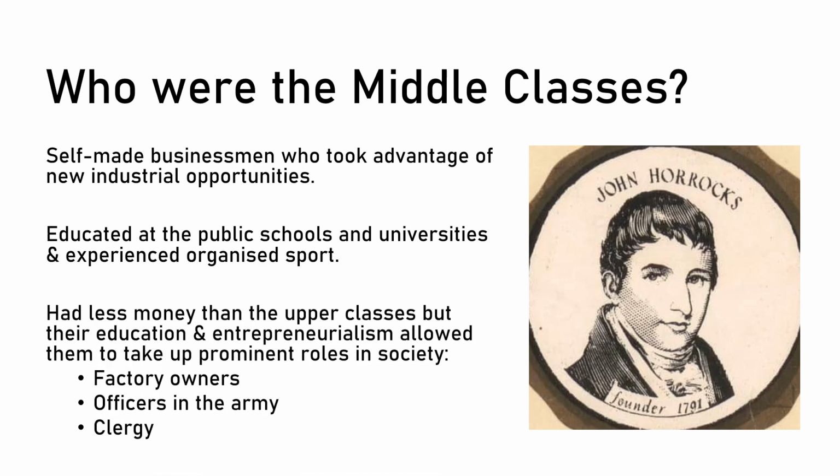They had much less money than the upper classes, but because they were educated and they were entrepreneurs, finding new creative ways to make money, it allowed them to take up prominent roles in society. So some of the middle classes were the factory or the mill owners. Some of them went on to be the officers in the army. Some of them were the clergy, so the vicars and the priests in the church.